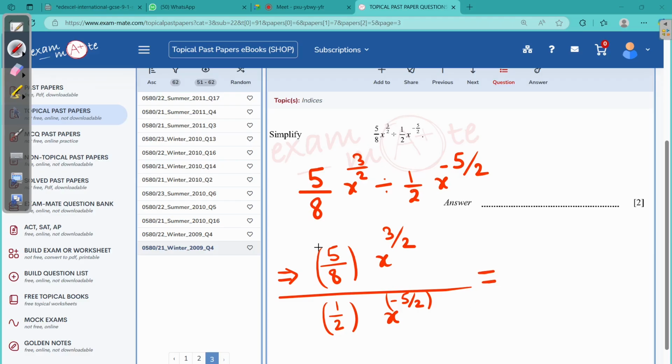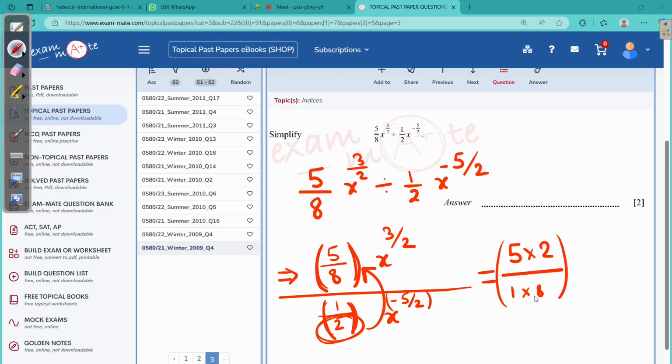Okay. Now, how will you handle this constant part? It means 5 upon 8 divided by 1 over 2. So I think you know this. The denominator of the denominator goes in numerator. You know this or not? Yes. So it should be simplified as 5 into 2 upon 1 into 8. This is for your constant part.